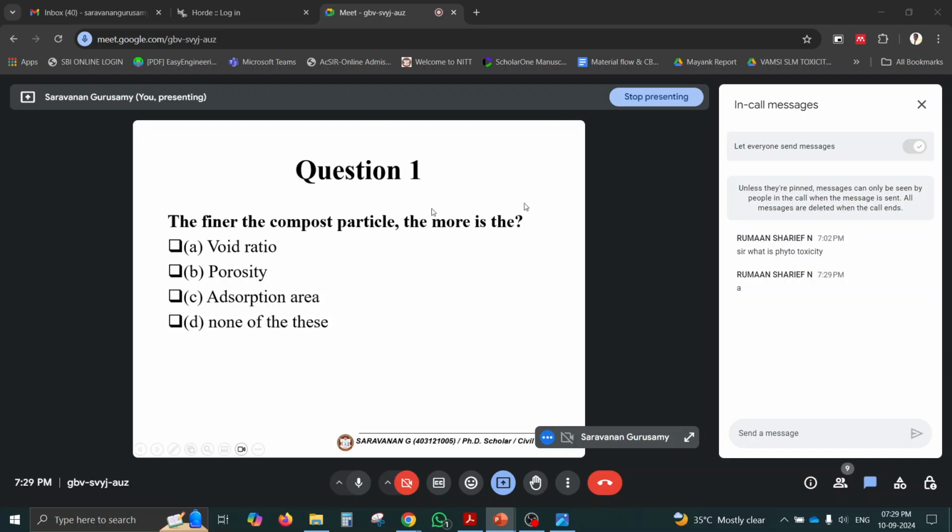So you can see this box. If the box is there, that is a multiple choice question. If it's a circle, then it's a single option. A is correct, then B, C. You can see the answers are A, B, C.